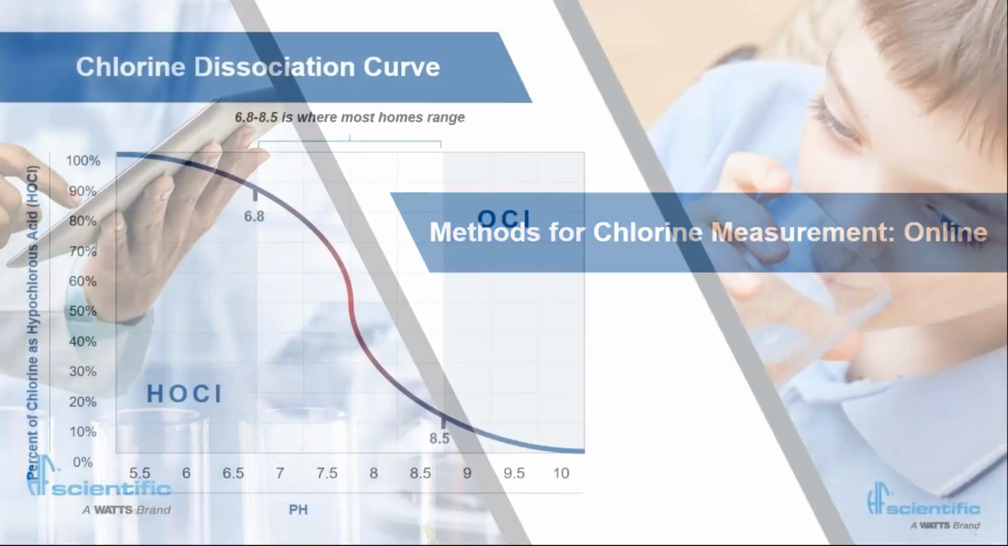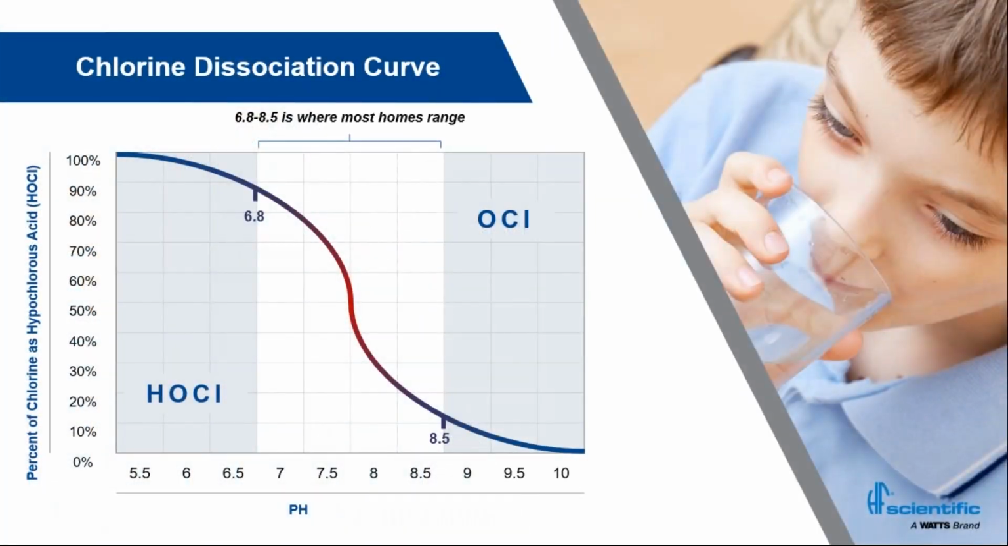So just the same way we discussed DPD earlier to set the basis for some of the technology, here I want to talk a little bit about how chlorine reacts when we put it in water. It's usually added to water as either a gas or a sodium or a calcium hypochlorite, and then it dissociates to the hypochlorous acid and hypochlorite ion. And this is a picture of the dissociation curve versus pH.